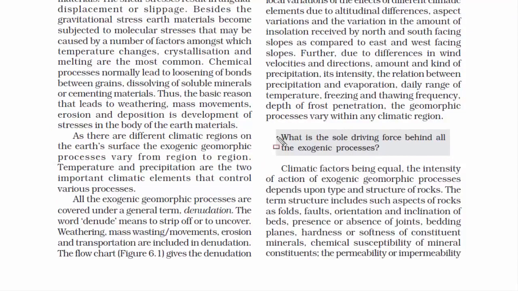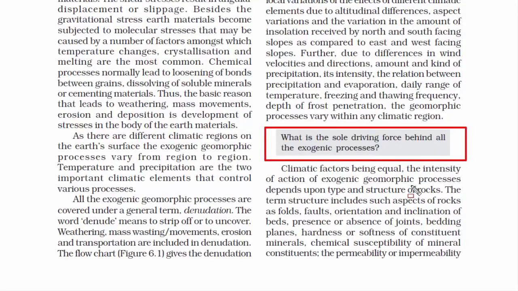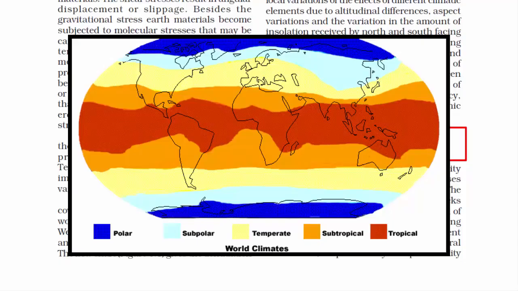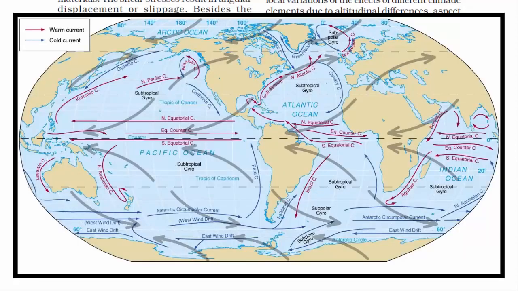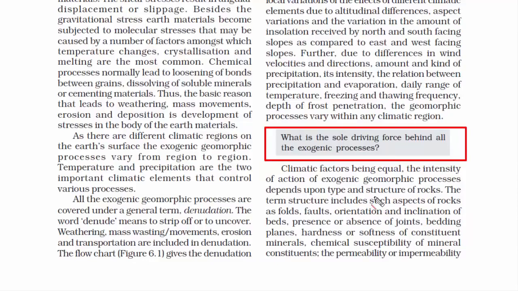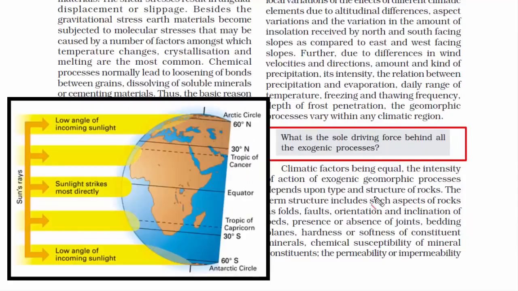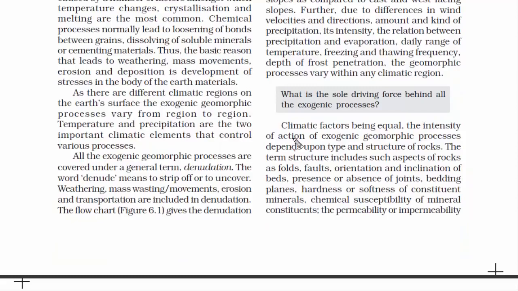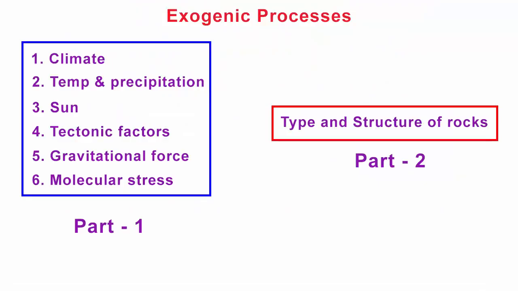Look at this question. What is the sole driving force behind all the exogenic processes? The answer is kind of arguable. Moments back we read that it is because of climate. Climate differs from place to place, and that's what causes the change in temperature, wind velocities and directions. But then if you think a little more and understand, change in climate is again dependent on sun, because sun is the ultimate source of energy. So sun is the driving force behind all the exogenic processes. Remember that.